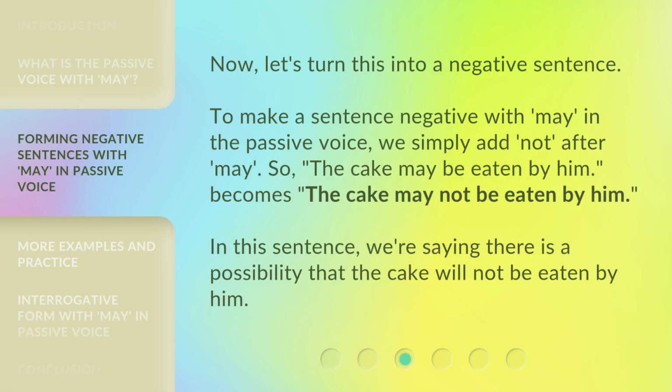Now, let's turn this into a negative sentence. To make a sentence negative with may in the passive voice, we simply add not after may. So, the cake may be eaten by him becomes the cake may not be eaten by him. In this sentence, we're saying there is a possibility that the cake will not be eaten by him.